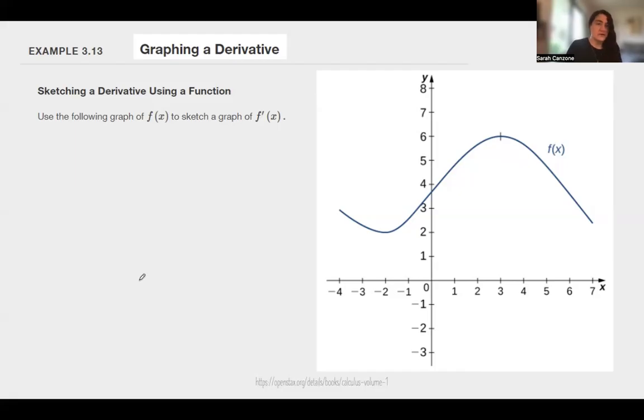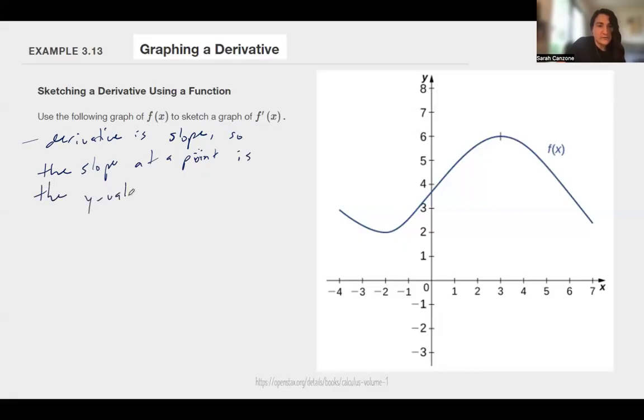So first of all, let me explain how this works. If we know that slope is the derivative, so derivative is slope, then the slope at a point, it would help if I could spell. That's okay, I do math, not English. So the slope at a point is the y value of your derivative.